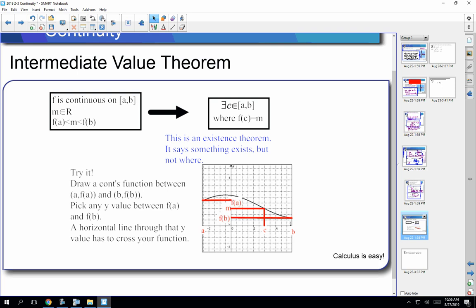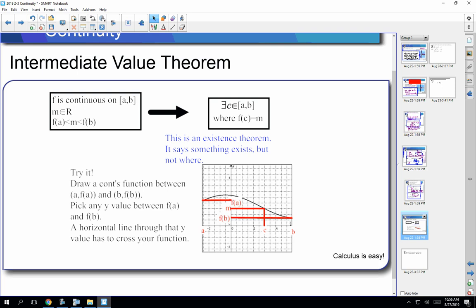What do you mean when you say m is an element? Just that m is a real number. It's not complex. It doesn't have an i attached. That's why. Then there exists a c in [a, b] where f of c equals m. Sounds more complicated than it really is.